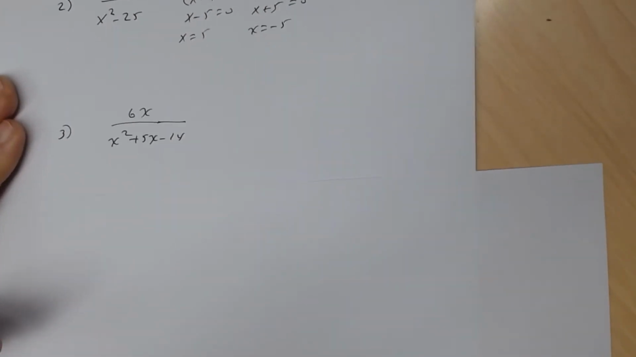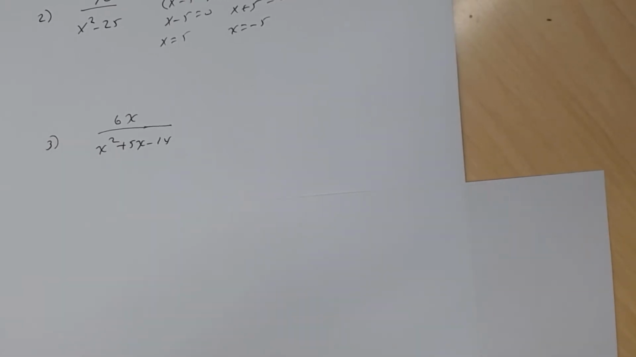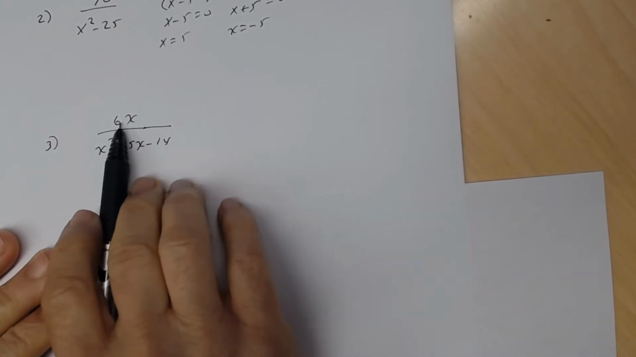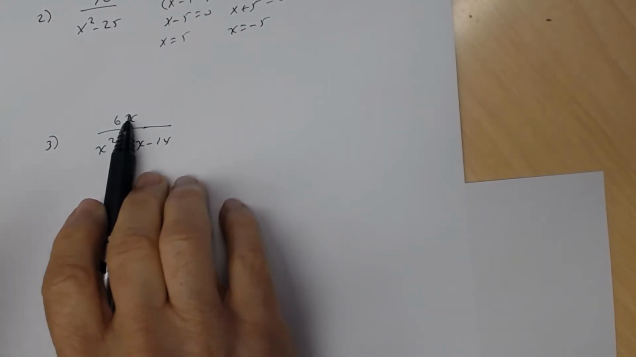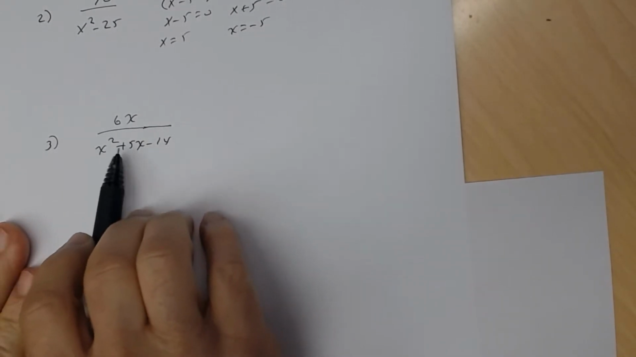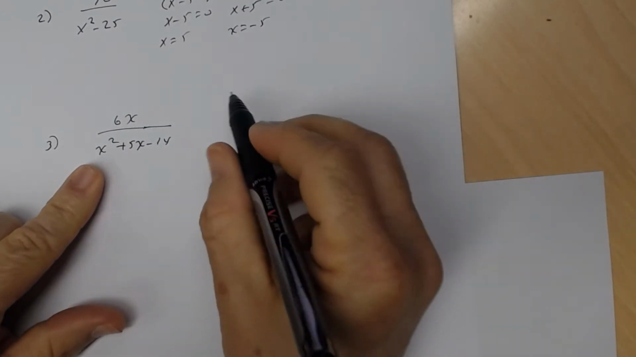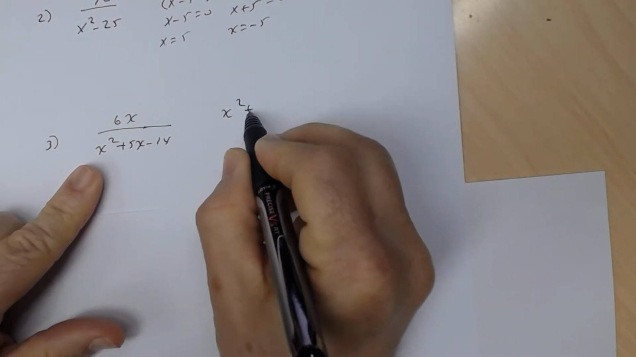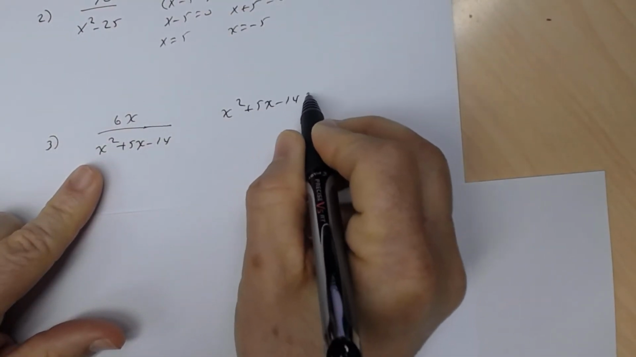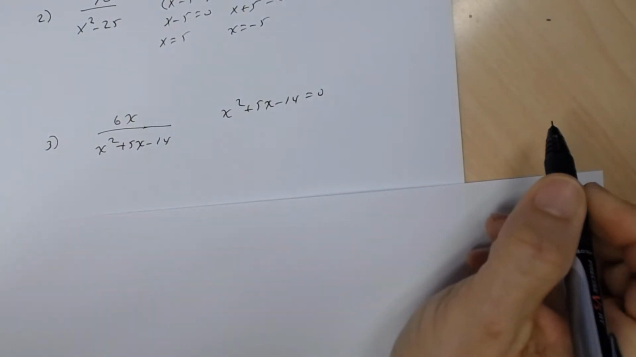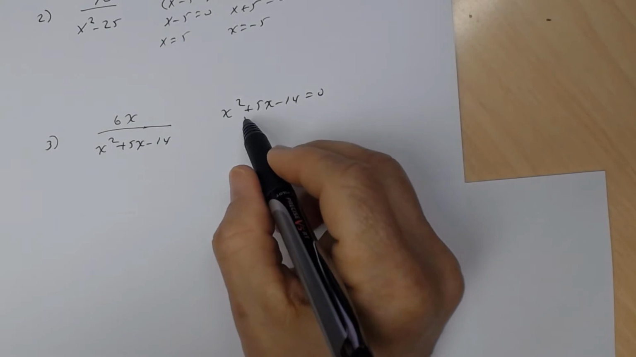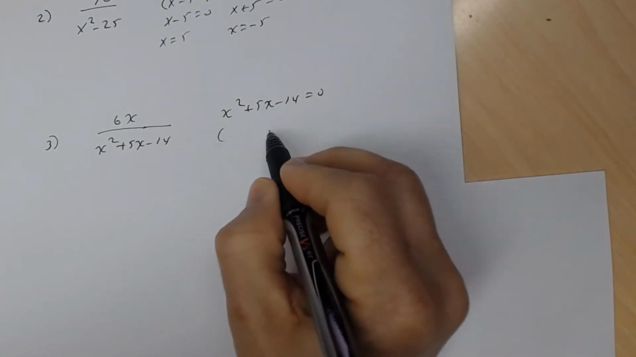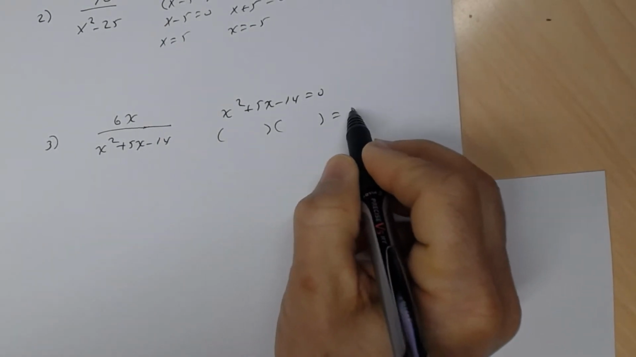All right, the next one. So here, again, when x is 0, my numerator is 0, but that doesn't matter. You have to look at the denominator. So all you do is take the denominator and set it equal to 0. Then you factor the left-hand side. Notice it's a trinomial, so we're going to do those two binomials.